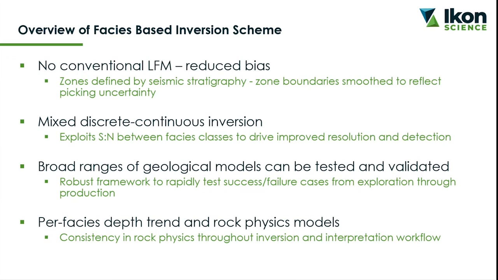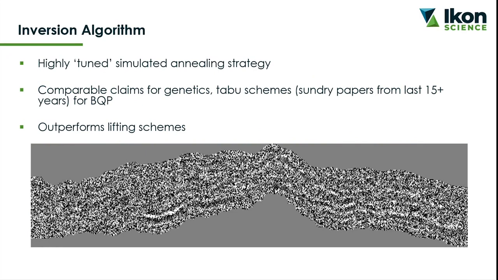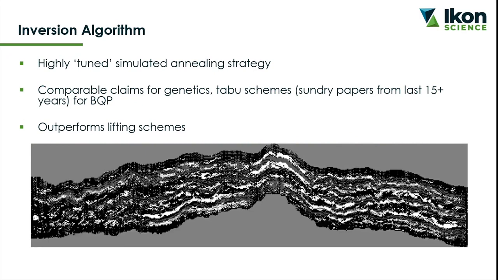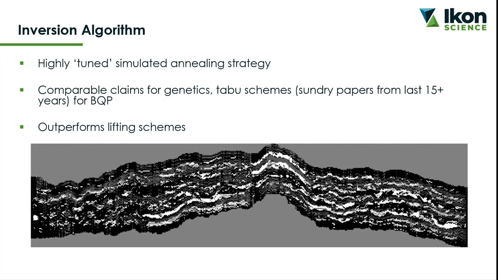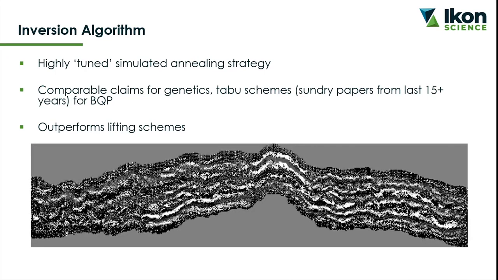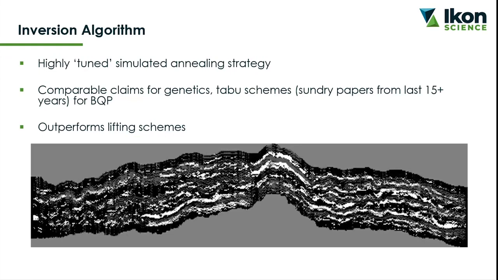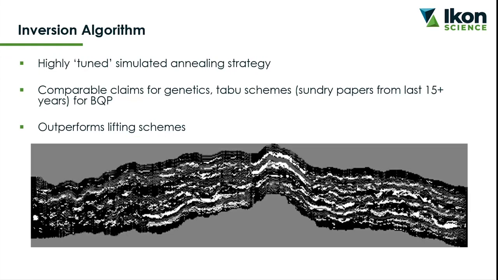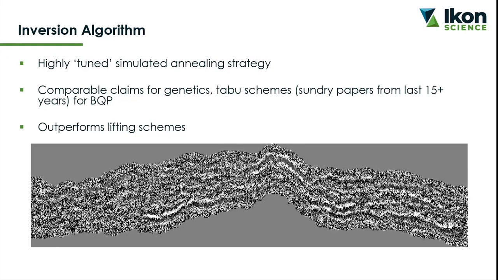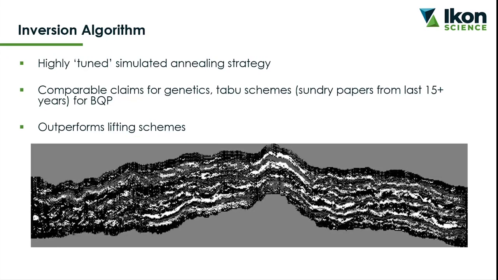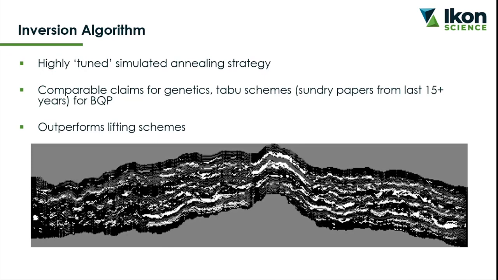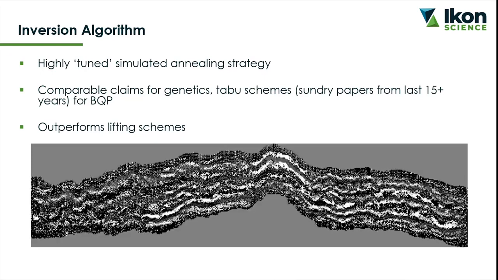And of course, you have these facies-based compaction trends, so you're guaranteed consistency in the rock physics through the inversion and interpretation workflow. The algorithm we're using in this particular case is referred to as IQP, which stands for Integer Quadratic Programming. It's a form of simulated annealing, and it's based on extensive research which has been performed collaboratively between Icon Science and CSIRO, or the Commonwealth Scientific and Industrial Research Organisation, based out of Australia.